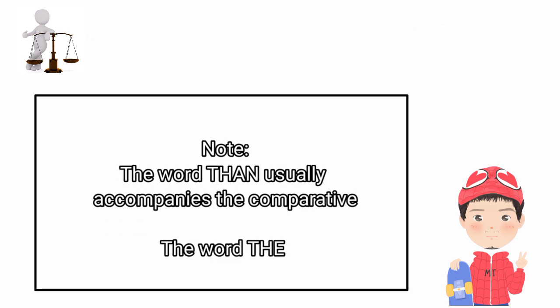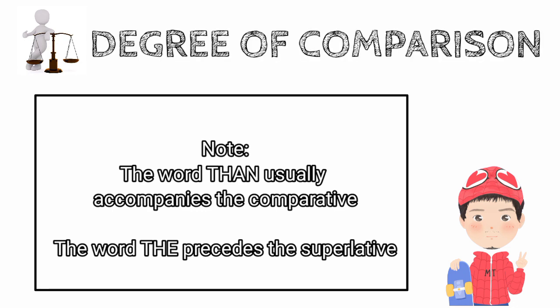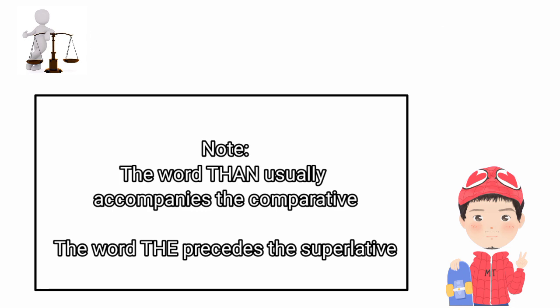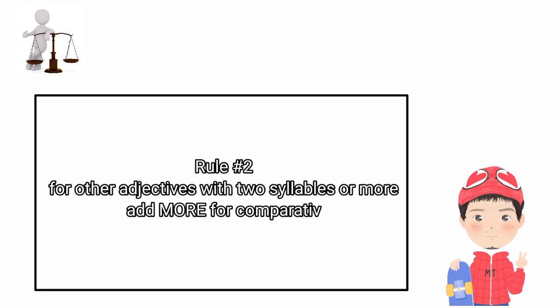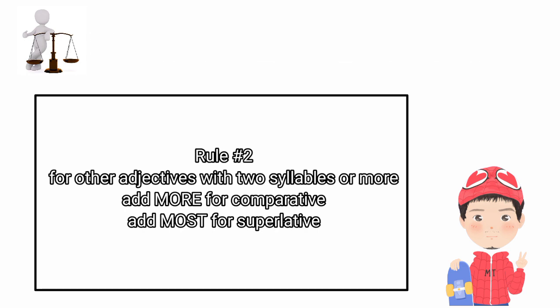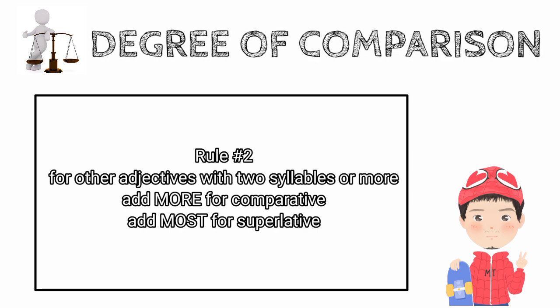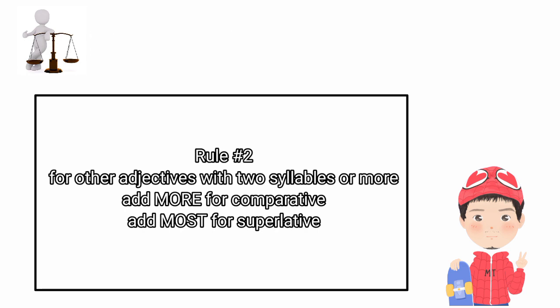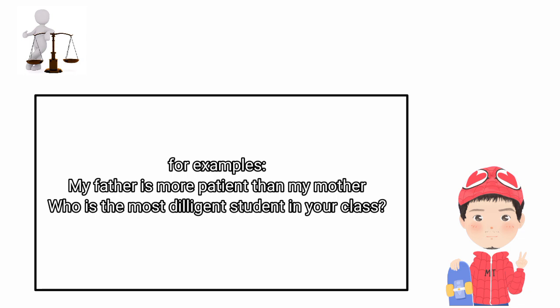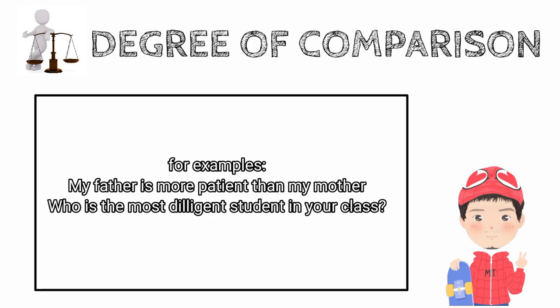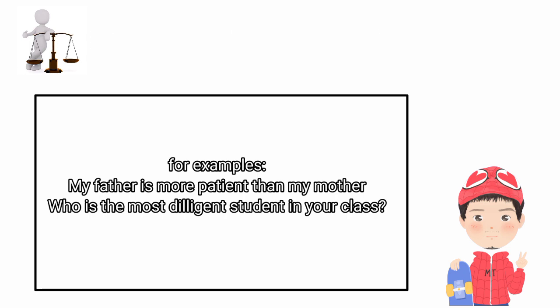Don't forget that the word than usually accompanies the comparative and the word the precedes the superlatives. Rule number 2. For other adjectives with two syllables or more, add more for comparative and most for superlative. For examples, my father is more patient than my mother. Who is the most diligent student in your class?